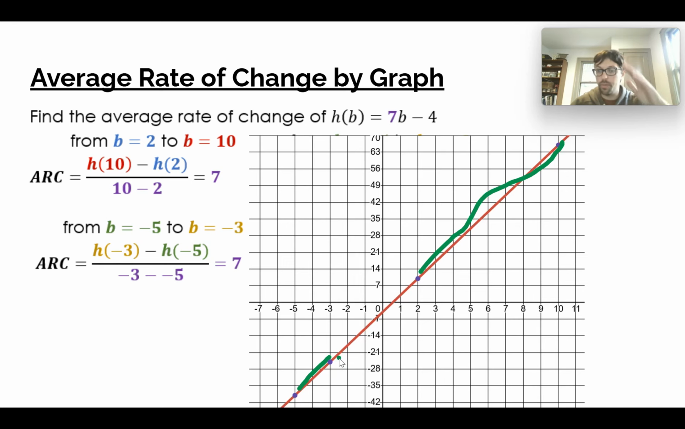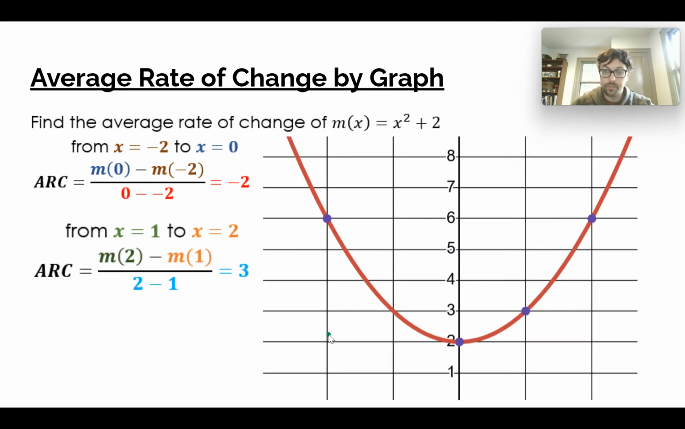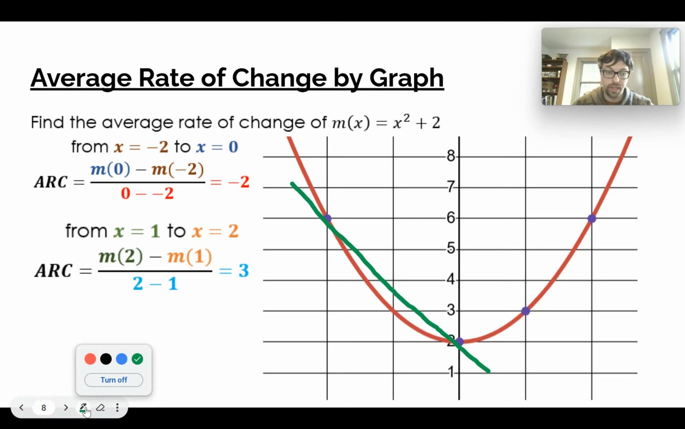It's sloped the same way. When we look at this in terms of a quadratic, however, we can see that we're getting different things. From -2 to 0, we've got this line that goes down and doesn't quite follow the curve. It's approximating the curve. It's our average rate of change. In general, this thing is going down. It's not going perfectly down like that.